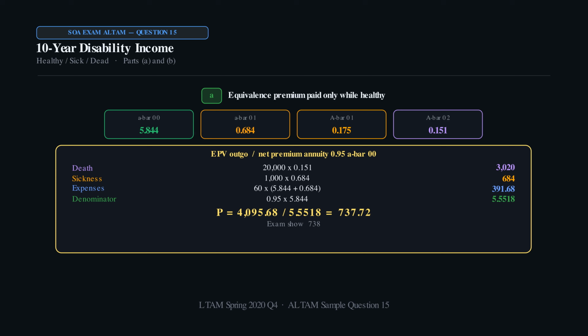The gross premium rate is 737.72. The exam shows 738.